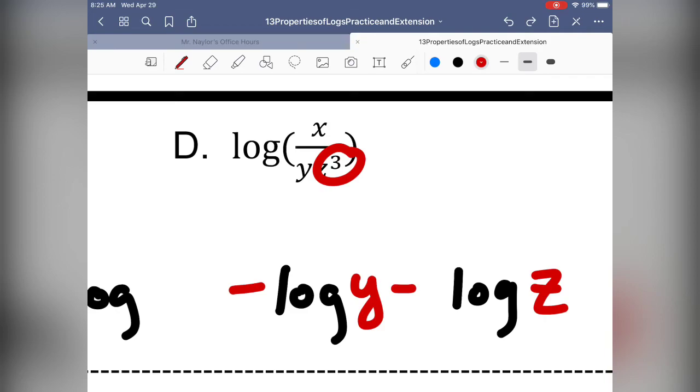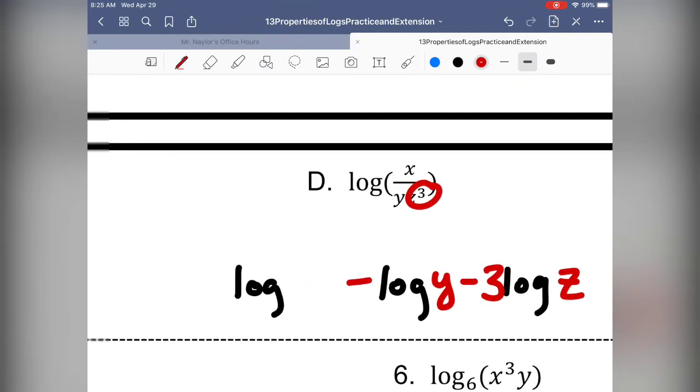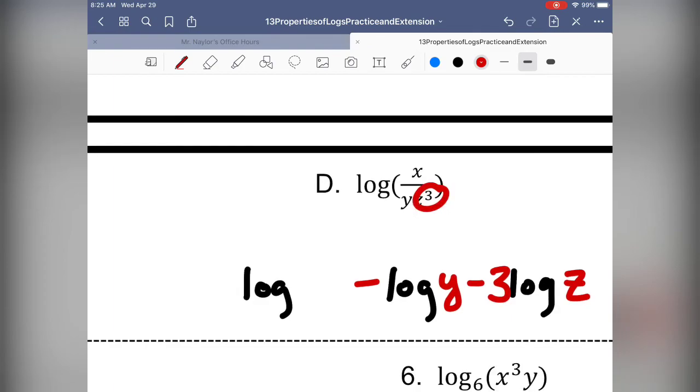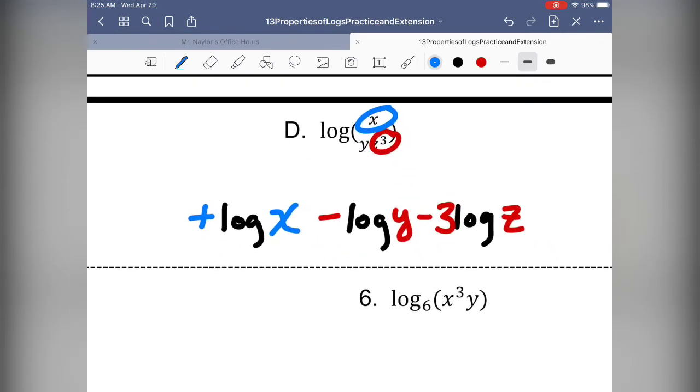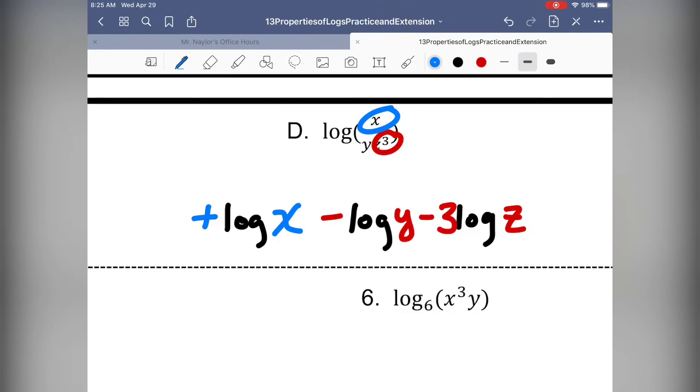And sometimes students are ready just to write that number right away. So we end up with a subtraction of those two guys. And the only thing left to do is to put this x with the one that's being added. The reason it's being added is because we assume that there's a plus sign in front. So we end up with the log of x minus the log of y minus 3 log of z.